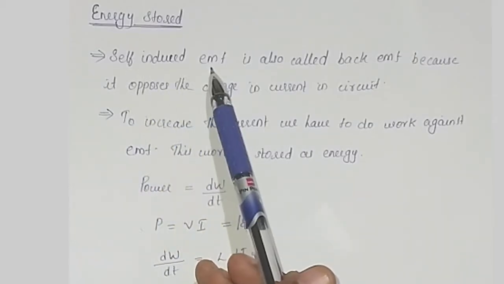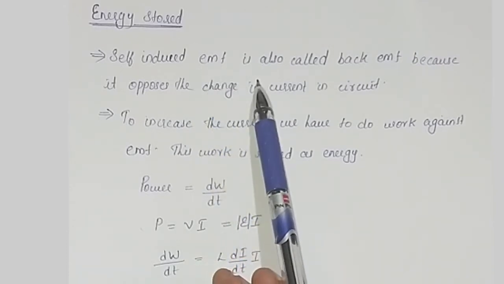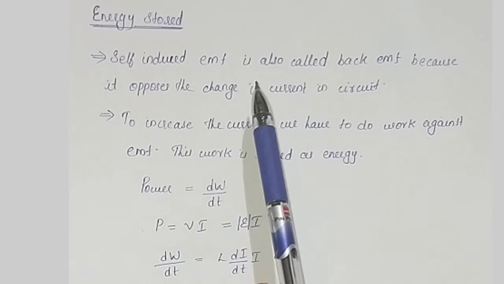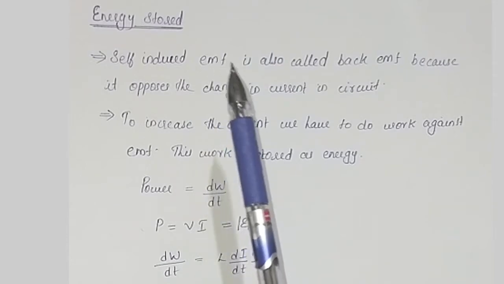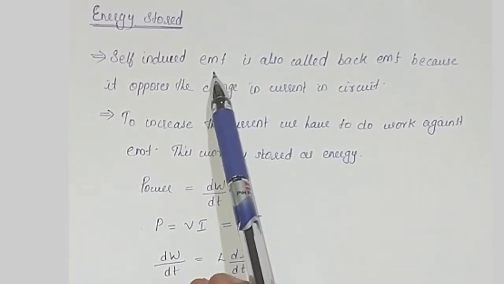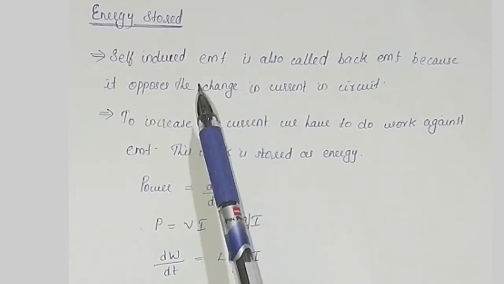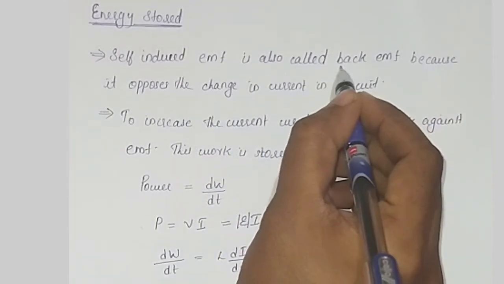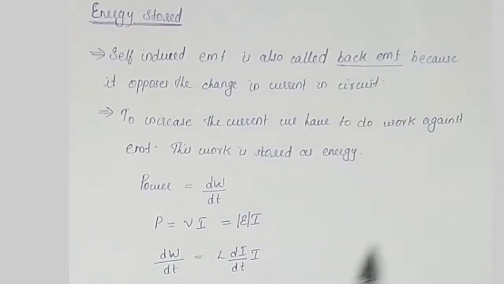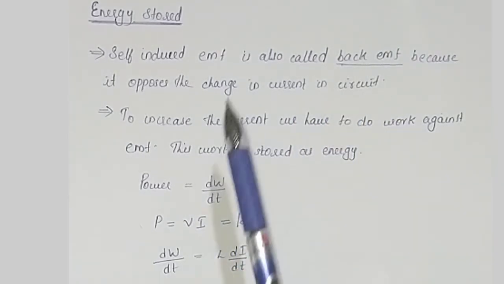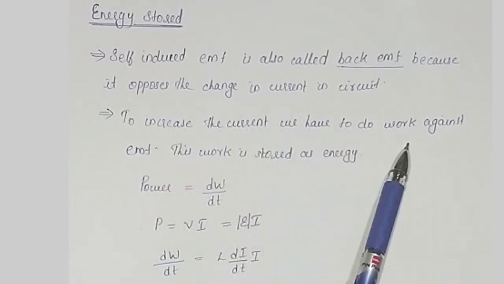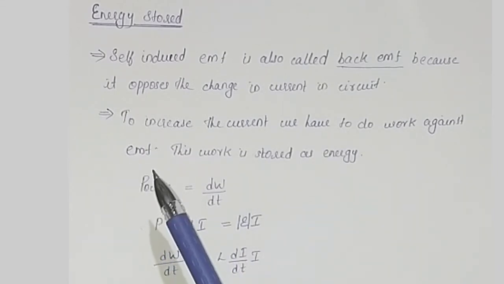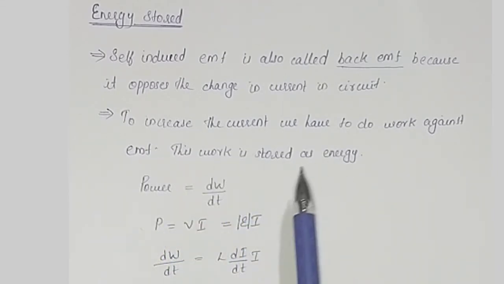We know that the induced EMF acts in such a way that it opposes the change in current. That is, if the current is increased, then the EMF tends to reduce that current, or if the current is decreased, the EMF tends to increase the current. So EMF basically opposes the change in the current, and therefore it is also called back EMF. Another name for induced EMF is back EMF, and the name comes because it opposes the change. And therefore to increase the current we have to do work against this EMF, and that work is stored as energy in an inductor.